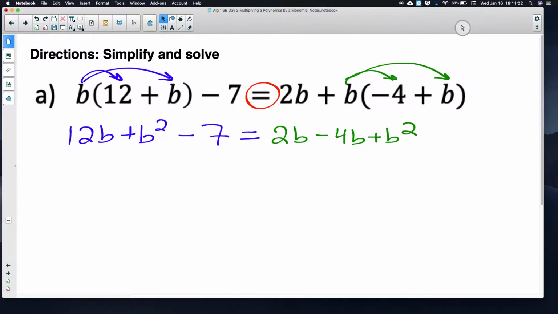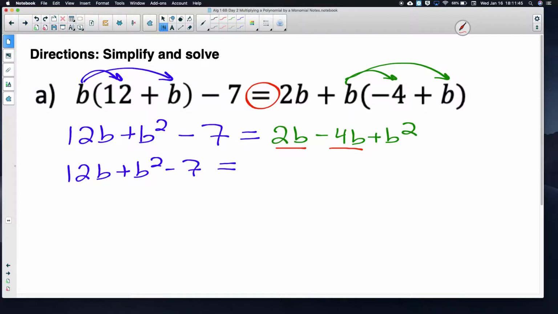Now, let's take a step back. Let's see if there's anything I can simplify. On the blue side, I have no like terms. So let's just drop that down because there's nothing I can do with it quite yet. On the right-hand side, I've got 2b minus 4b.